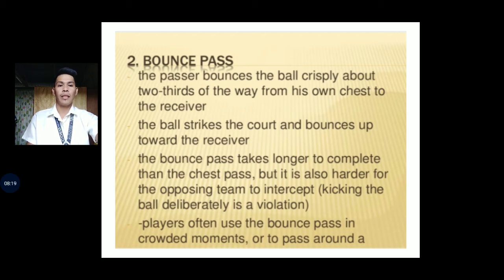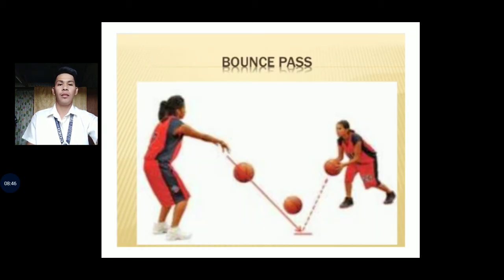The passer bounces the ball crisply about 2/3 of the way from his own chest to the receiver. The ball strikes the court and bounces off toward the receiver. The bounce pass takes longer to complete than the chest pass, but is also harder for the opposing team to intercept. Players often use the bounce pass in crowded moments or to pass around defenders. Okay, here are the examples of bounce pass.